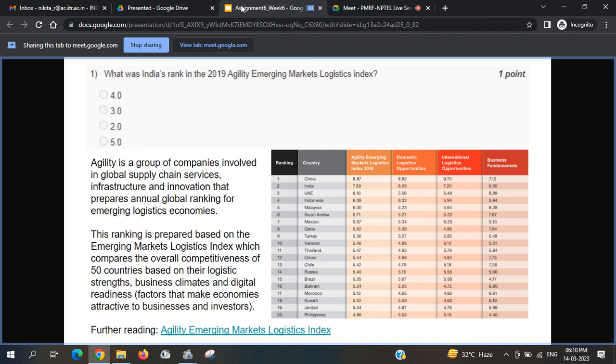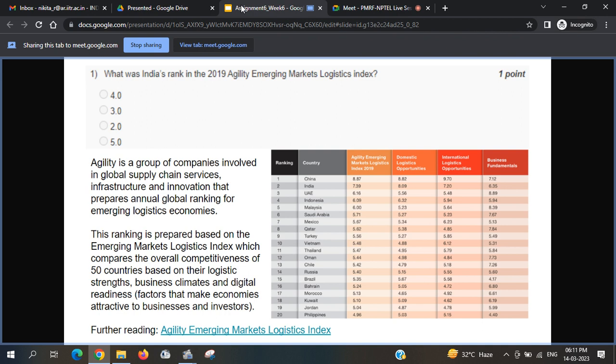What this company also does, because of its huge knowledge of the comings and goings of all the global supply chain services and infrastructure and innovation, because of all its background knowledge and the data that the company has collected over time, it prepares an annual global ranking for emerging logistic economies all around the globe. This ranking is prepared based on the emerging markets logistic index, which the company has named its index, which compares overall competitiveness of 50 different countries all around the globe based on their logistics strengths.